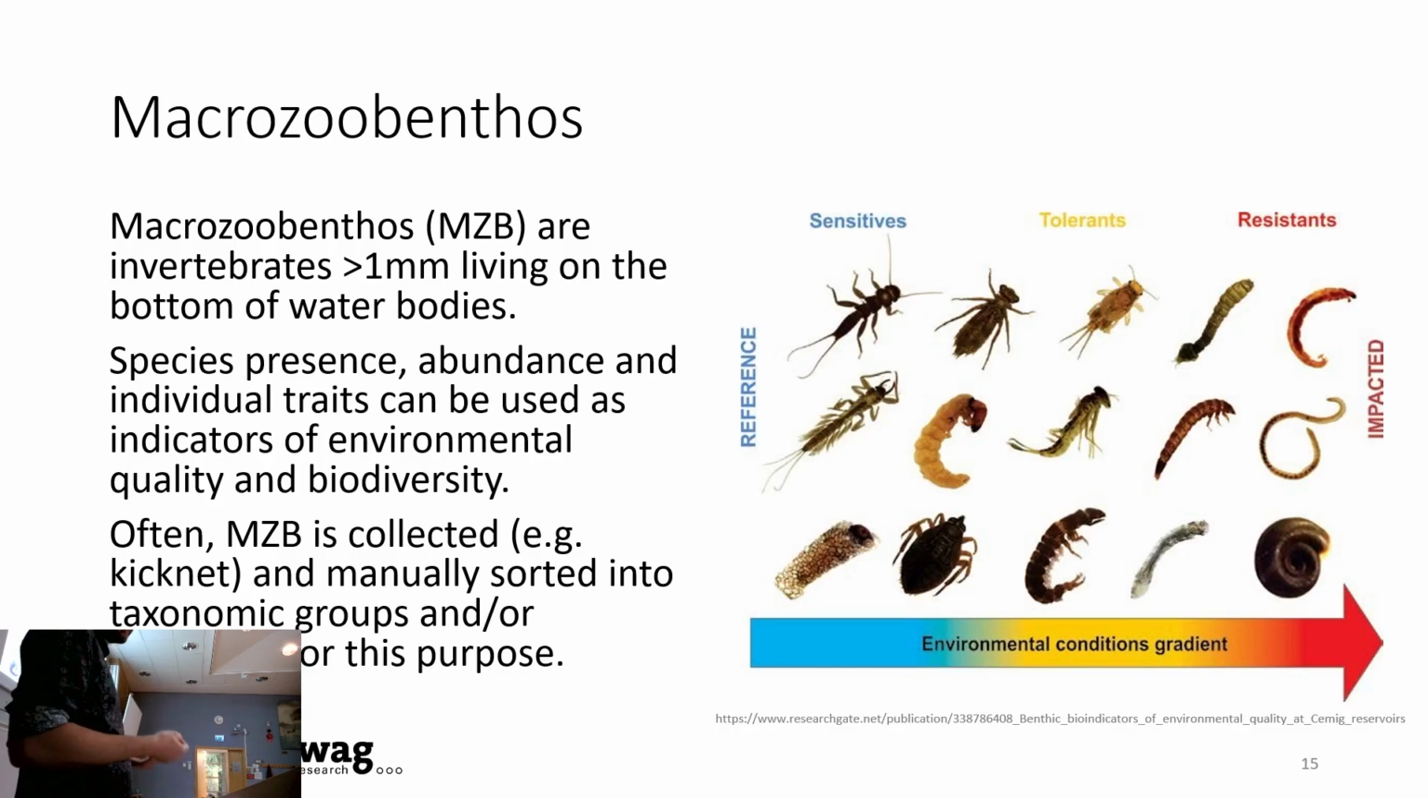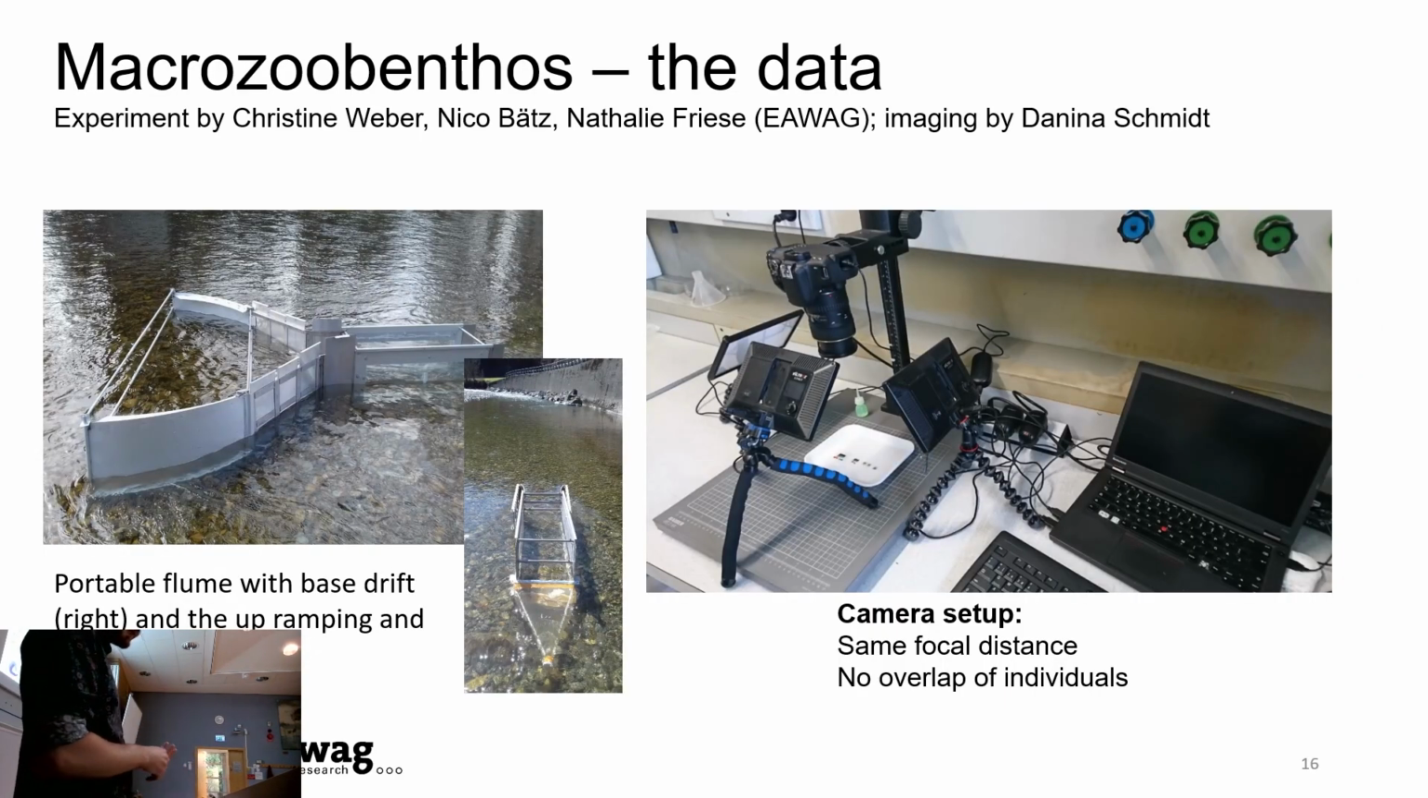Still, to this day, macrozoobenthos is collected manually, manually sorted into taxonomic groups, and measured for this very purpose. The data that we collected derives mainly, but not only, from an experiment that manipulated the flux in a freshwater system to assess whether increased or decreased flow, for instance before and after a hydroelectric dam, will impact the composition and size distribution of the population of these animals.